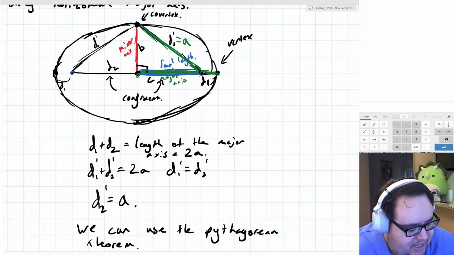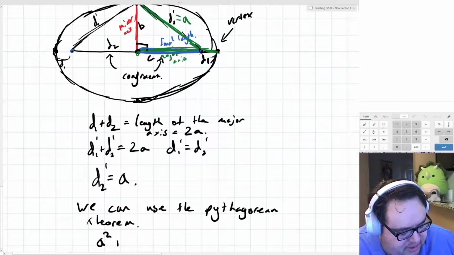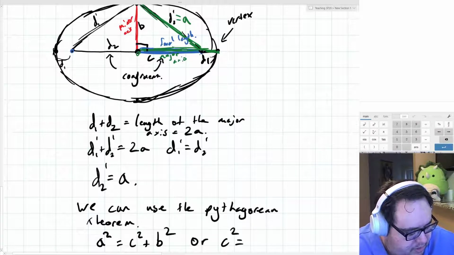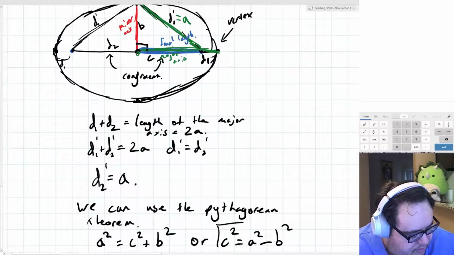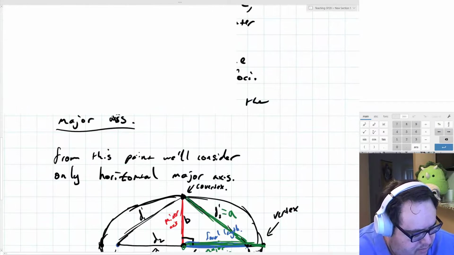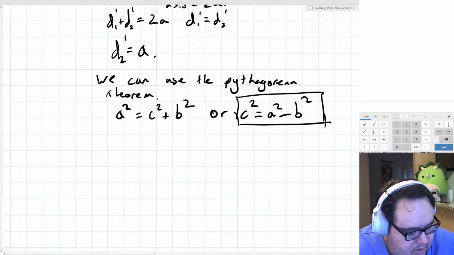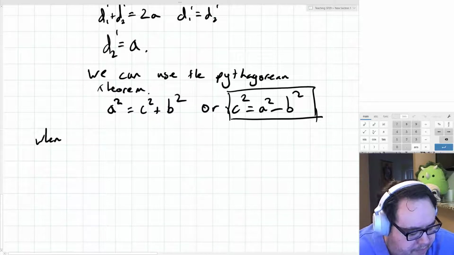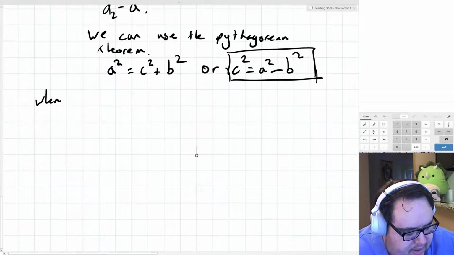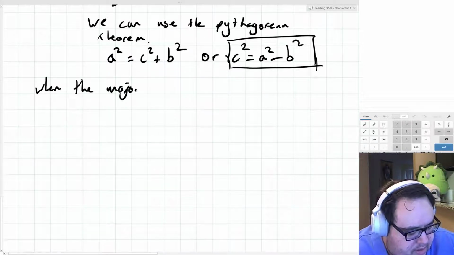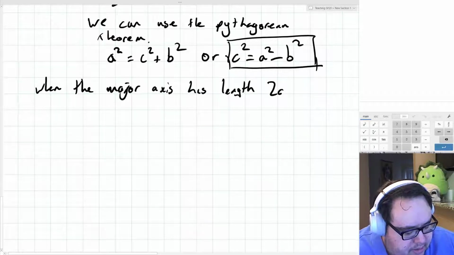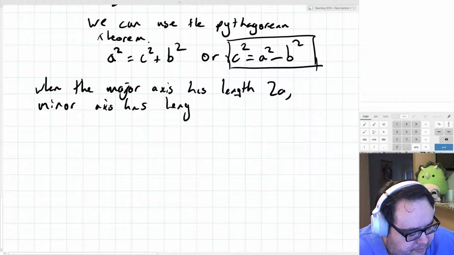So this gives us an issue in that A squared is equal to C squared plus B squared. Or C squared is equal to A squared minus B squared. And this applies when the major axis has length 2a and the minor axis has length 2b.